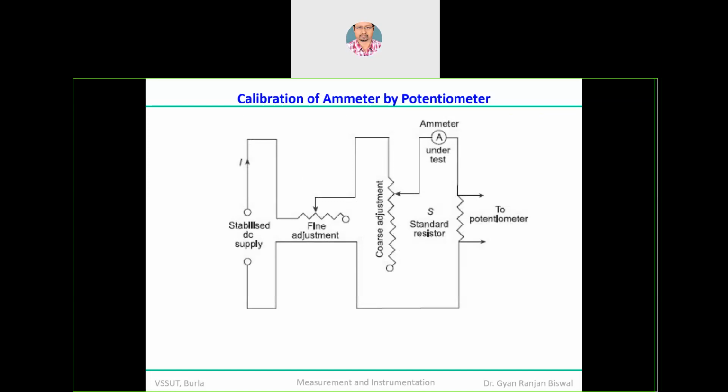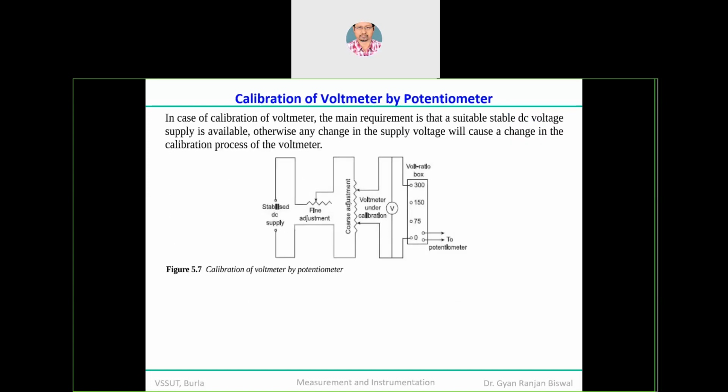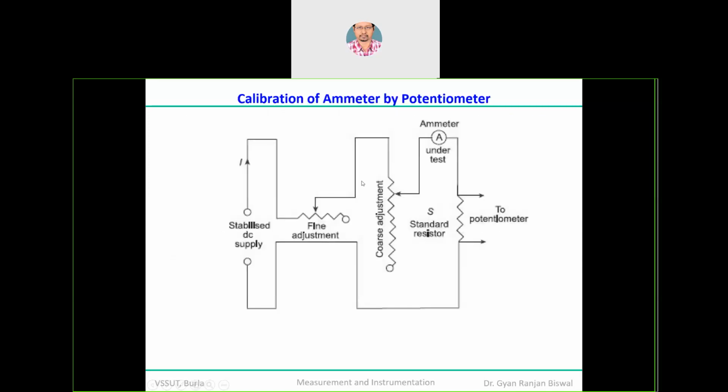ammeter arrangement. As compared to the voltmeter arrangement, there is a slight modification, because voltage is measured across the element under measurement, while the current is in series, so the ammeter is connected in series with the standard resistance. This goes to the coarse adjustment, which is again a variable resistance, a rheostat, connected to a fine adjustment, which is a very accurate adjustment or another variable resistance, connected to the stable DC supply.